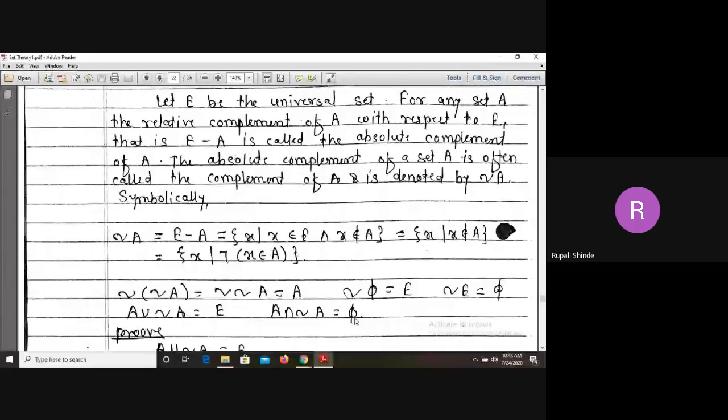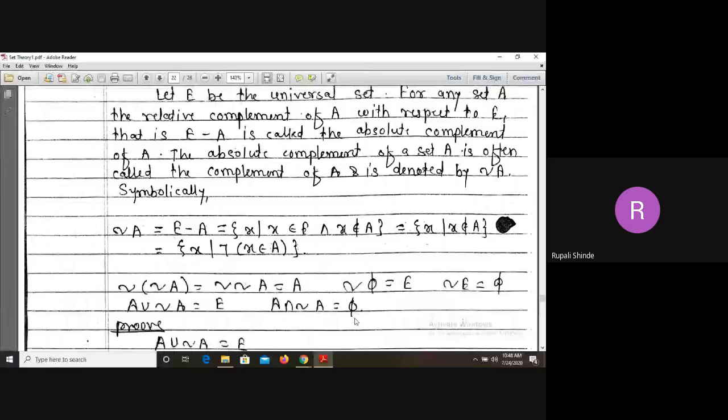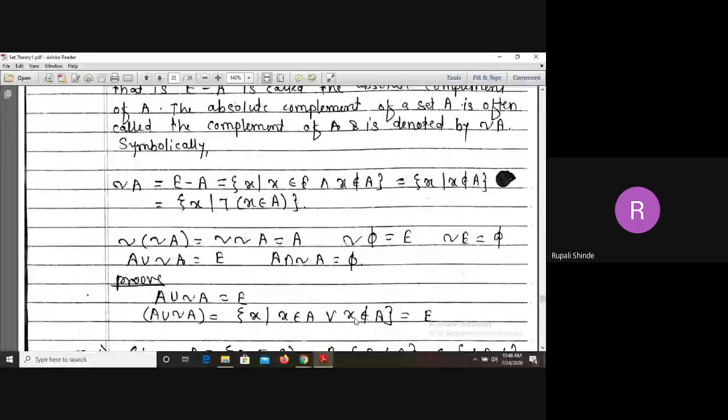That means, is there any element which is in A and also not in A? No, there will not be such an element. That's why A intersection negation of A is equal to phi. So here we have taken the proof for A union negation of A is equal to E.